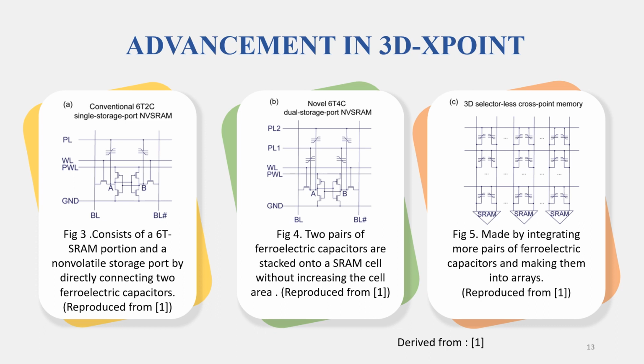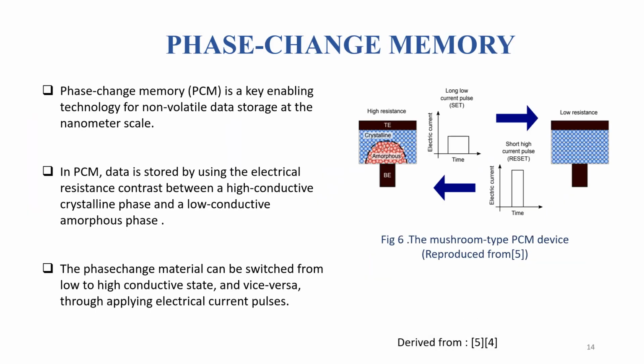and figure 3 shows an array of such ferroelectric capacitors incorporated into the structure. So if more and more capacitors are incorporated into a single RAM cell, it is capable of forming a 3D cross-point structure. That is represented by the third figure.